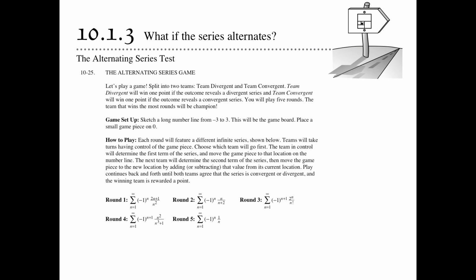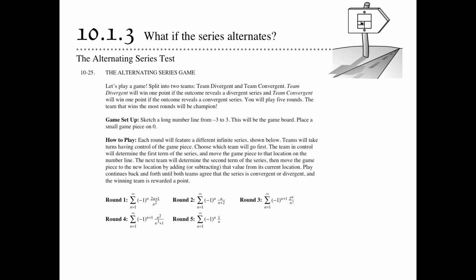Lesson 10.1.3 introduces the alternating series test. Your students will discover this test by playing a game. Problem 10-25 explains how to set up this game as well as the game rules. It explains that there will be 5 rounds to this game and that each round will feature a series that, as part of the game, will be proven to converge or to diverge.